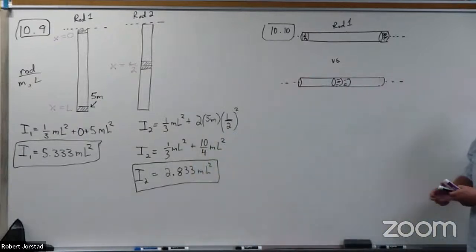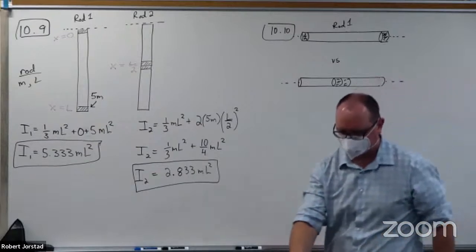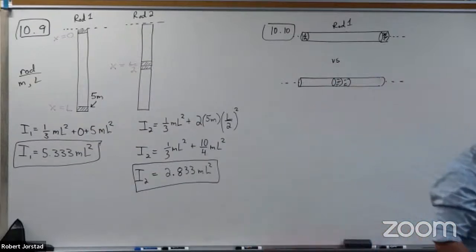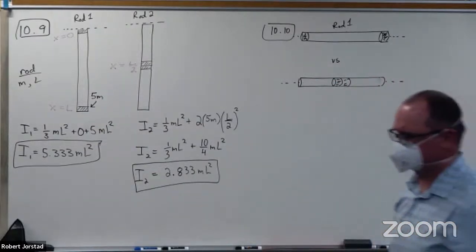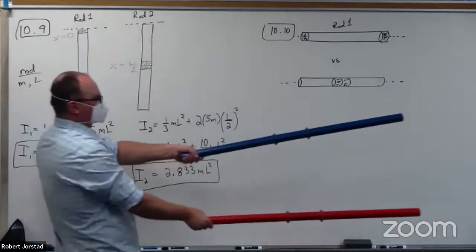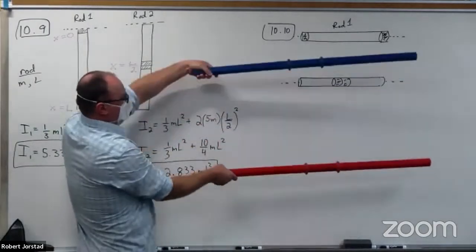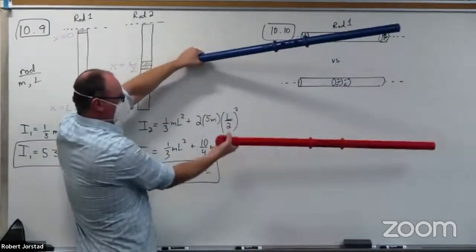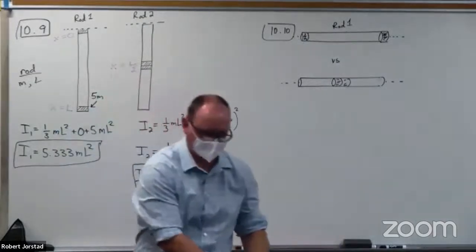Now we're rotating them about the long axis. Got it. This way. Blue one. Oh, geez, I shouldn't have done forearms this morning.